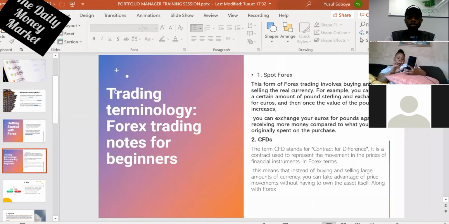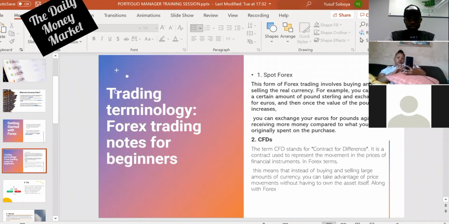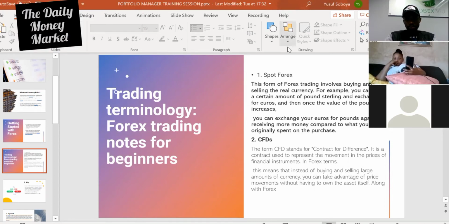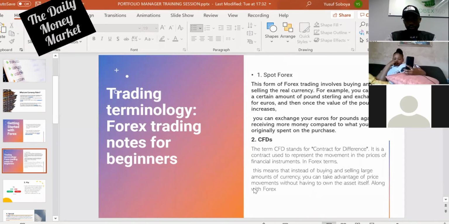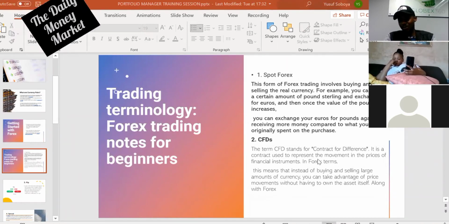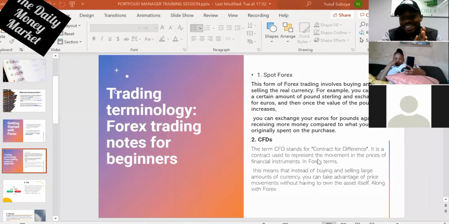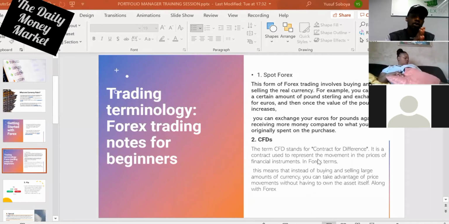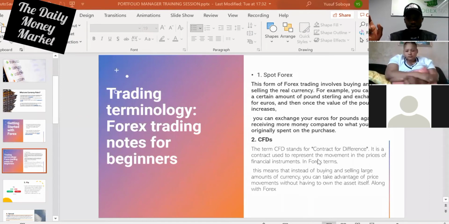I don't know. Who knows what the meaning of CFD is? Is there anyone who knows what CFD is? It's right there. All right. Okay, no problem. So the CFD stands for contract for difference. It's a contract of a difference, right?